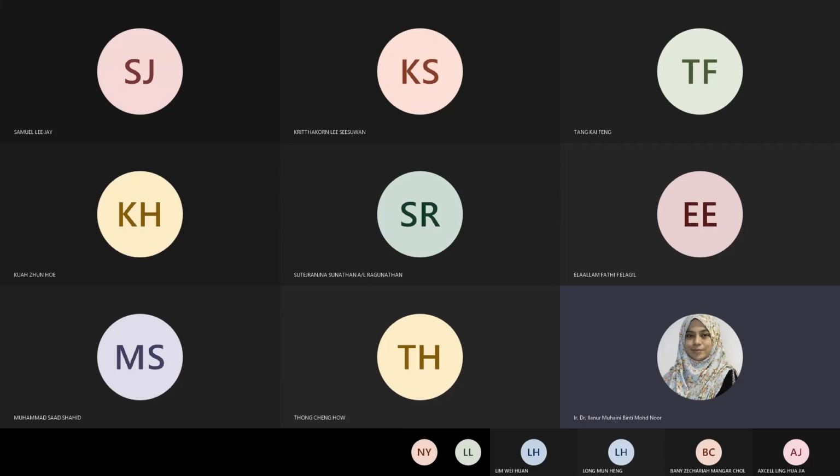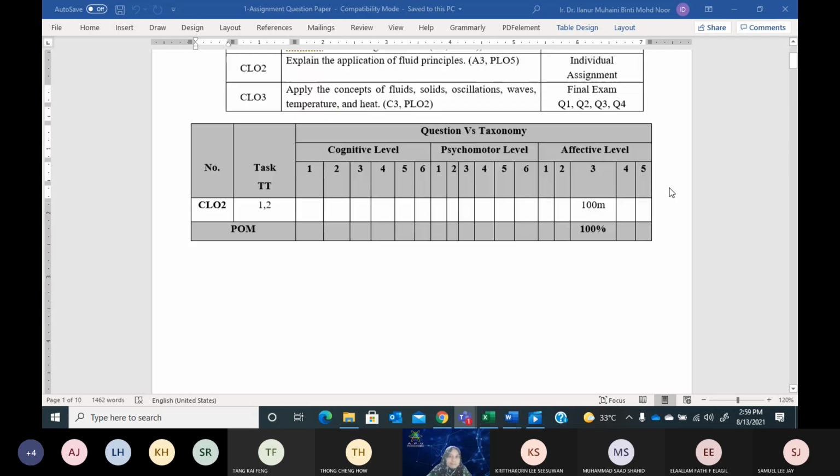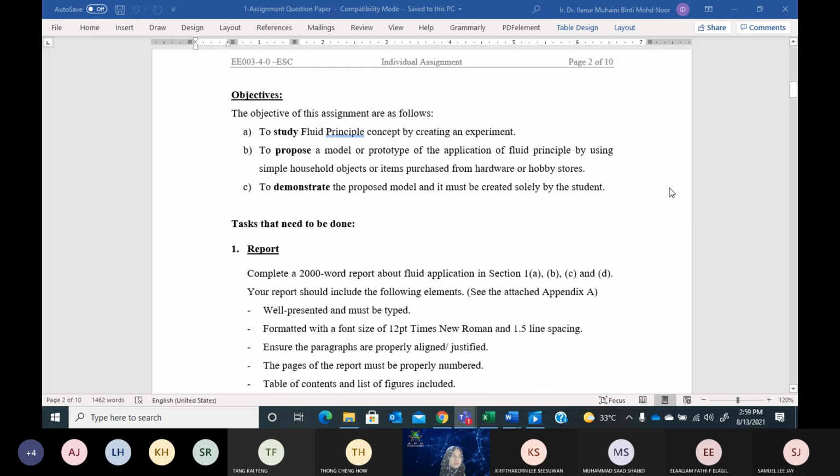The application of fluid principle. So it falls under individual assignment. The objective of the assignment is to study fluid principle concept by creating an experiment. This is for you to know only because you are not submitting it urgently, right? It is end of semester.